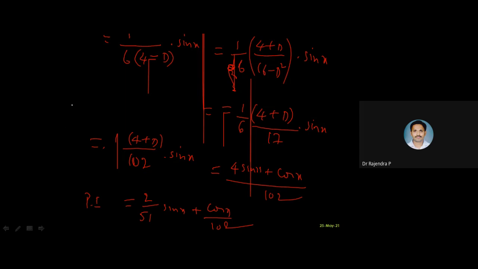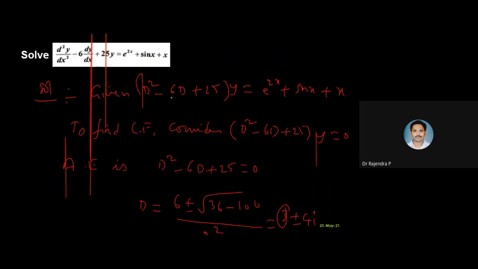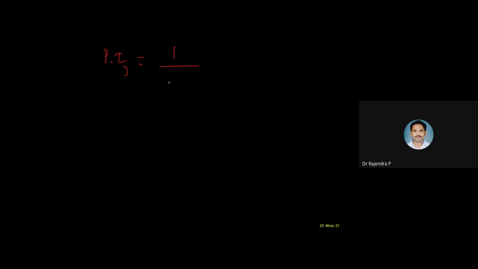What about the third part? In the third part, we simply have x. PI3 is 1 by D square minus 6D plus 25 into x. Simply x is there. What I told you, when you have a polynomial here, what will be the procedure? Anybody remember? Lowest order, so we have to take. Here lowest is the constant, so that whole constant we have to take outside.